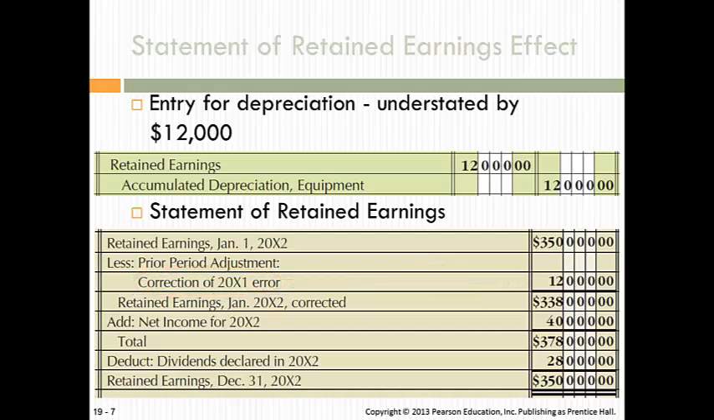So that wraps up Chapter 19 and accounting for stock transactions. Next week we'll be looking at bonds, another way for corporations to acquire capital.